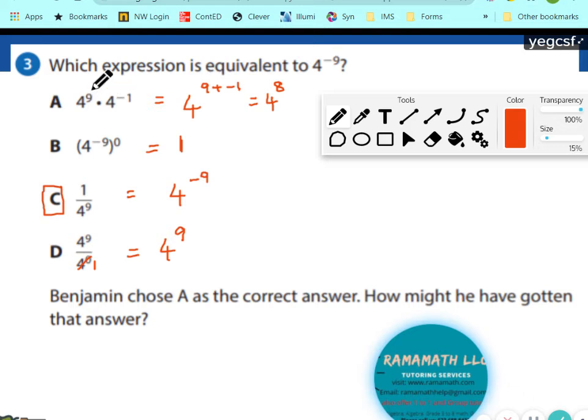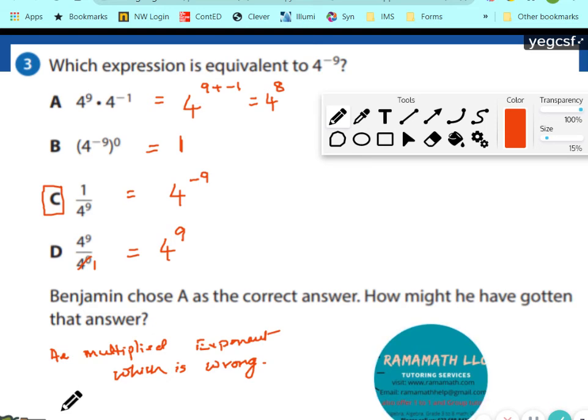That's right. He thought he was going to multiply them. No, it's wrong, because when you have the same base, you add the exponents. That's what you should be getting. So he multiplied the exponents, which is wrong. So what are you supposed to do? You have to add the exponents. So when you have the same base in multiplication, add the exponents.